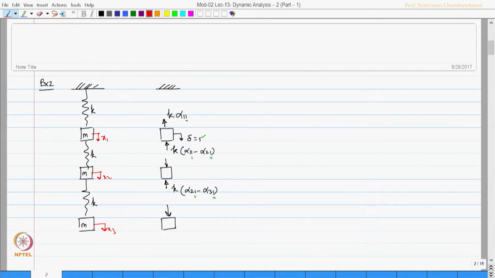Similarly, I can do it for the second degree. So, I give delta as unity here. In that case, this spring will have a force which will offer alpha 2 2 minus 1 2, this will be opposite, and this will be stiffness of alpha 1 2, and this will be stiffness of alpha 2 2 minus 3 2, this will be opposite.